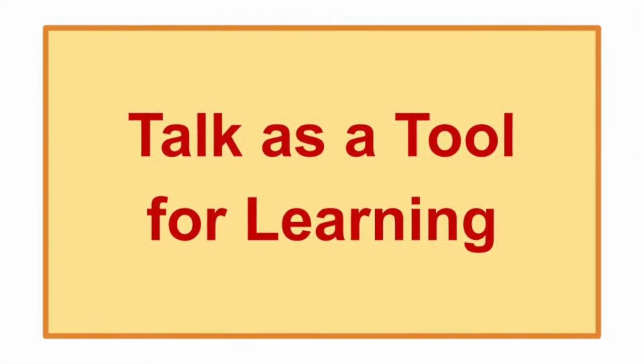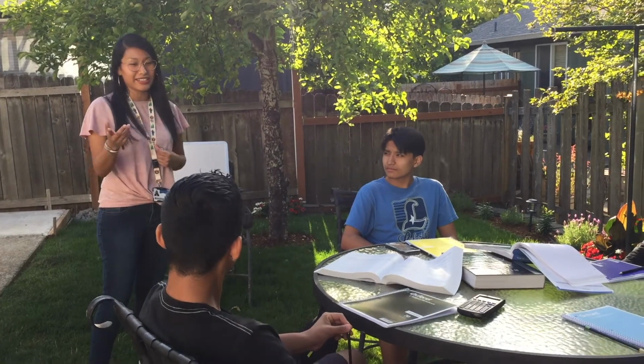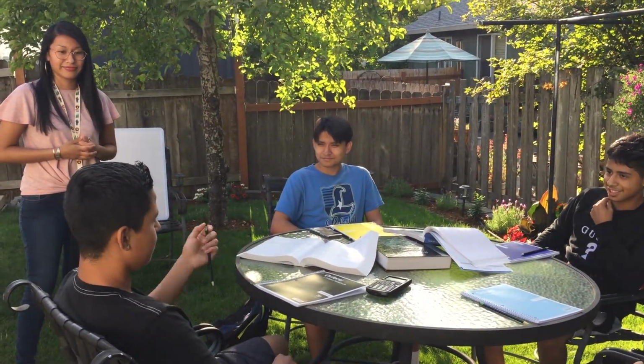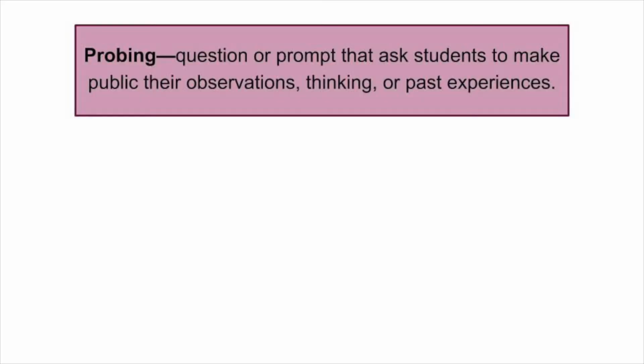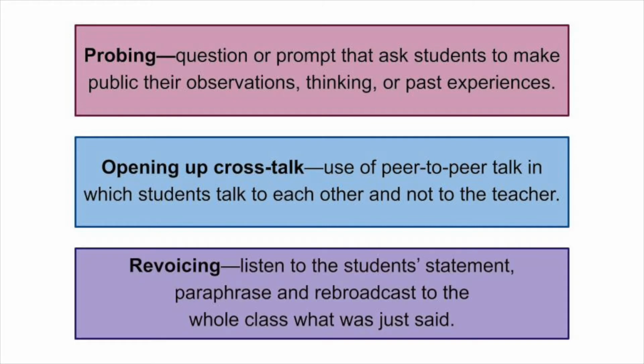Learning is a collective endeavor. Students reason better together. Here are some examples of talk moves you can use to facilitate the discussion of ideas in small groups or whole class conversations. Probing: a question or prompt that asks students to make public their observations, thinking, or past experiences. Opening up crosstalk: use of peer-to-peer talk in which students talk to each other and not to the teacher. Revoicing: listen to the student's statement, paraphrase, and rebroadcast to the whole class what was just said.